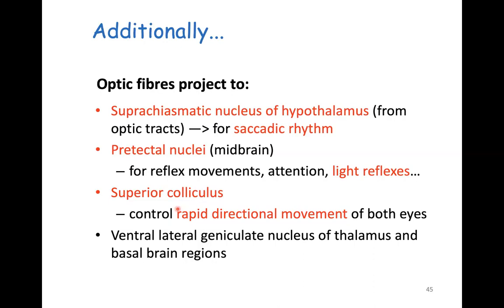The pretectal nuclei. Now, these are very important as well because these mediate the light reflexes. I'm sure you guys know that when you shine a very bright light into someone's pupil, it's going to cause the pupil to constrict. How does that happen? What is the association between light entering the eye versus the pupillary muscles causing the pupil to constrict? Where is the link? The link is the pretectal nuclei in the midbrain.